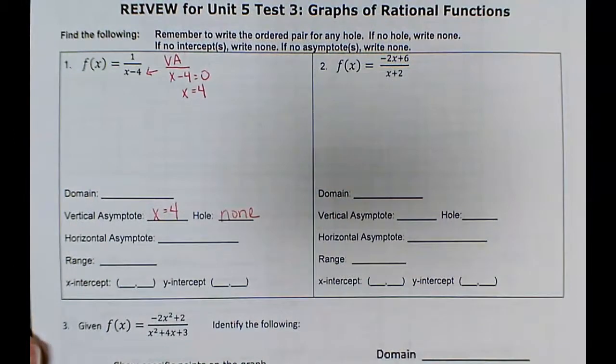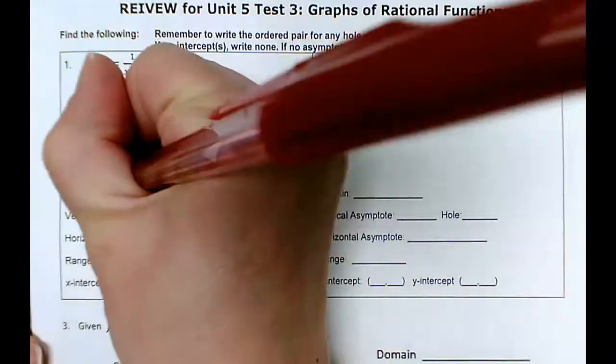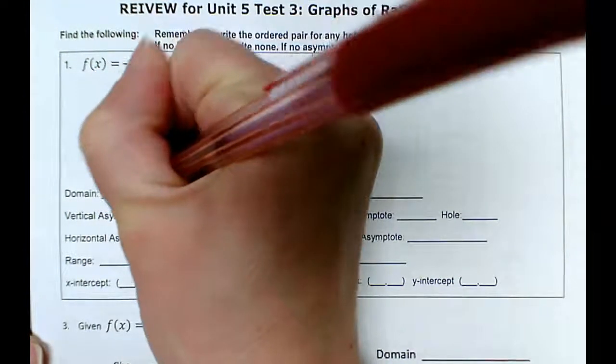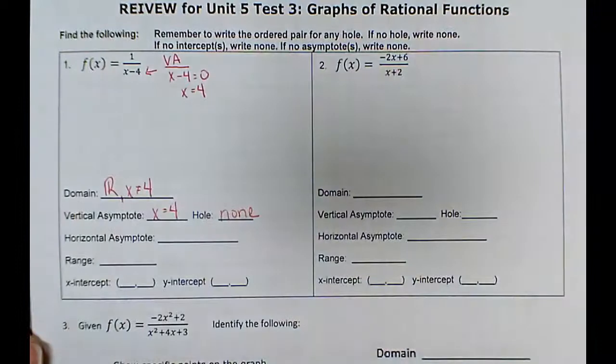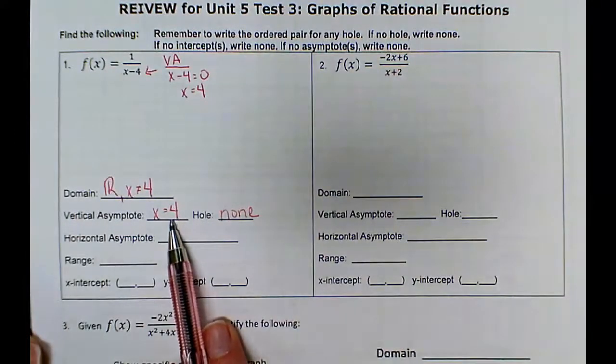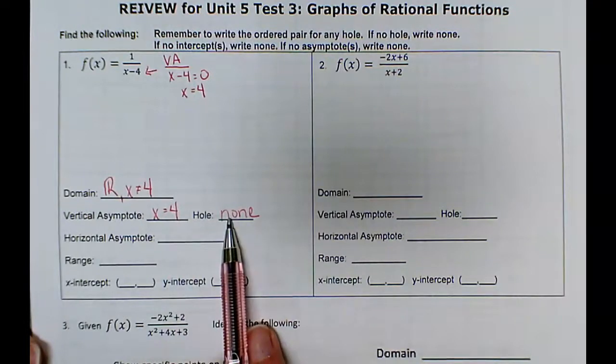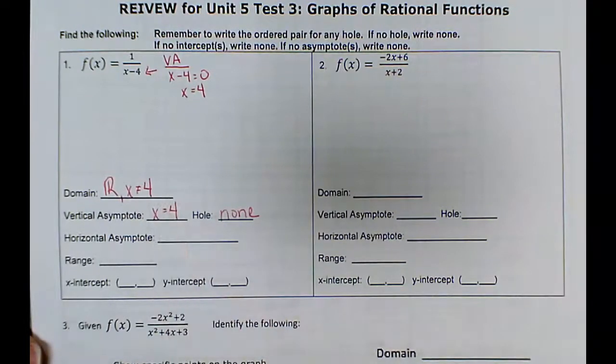The domain is all real numbers except any x values that go along with the vertical asymptote or a hole. You have to take those out. So all real numbers except x can't be equal to 4 because there's a vertical asymptote where x equals 4. So no points will be on that. And there's no hole to have an x value to take out either.